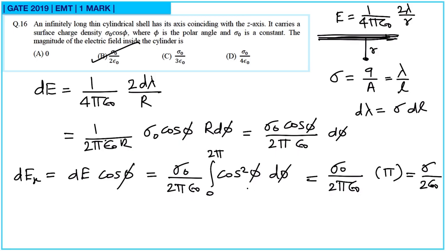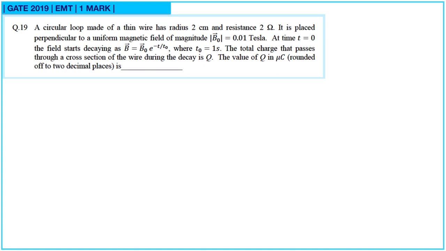Here you can use that formula, cos 2 theta formula, and then integrate this. This comes out to be pi. Next is question number 19.